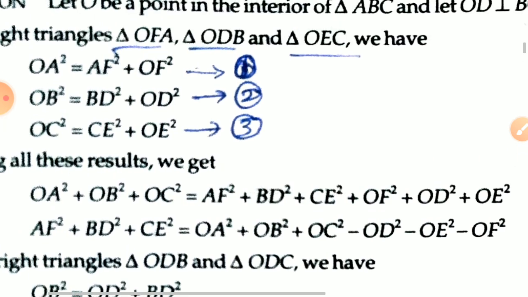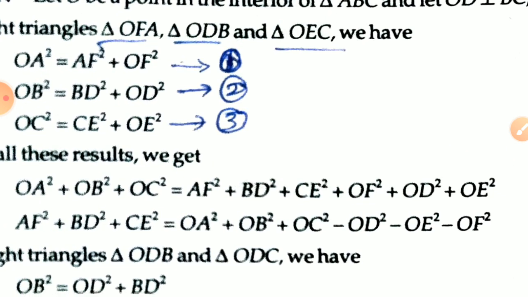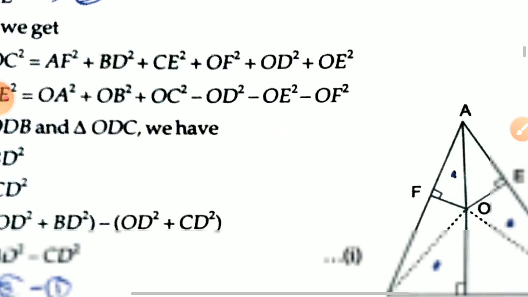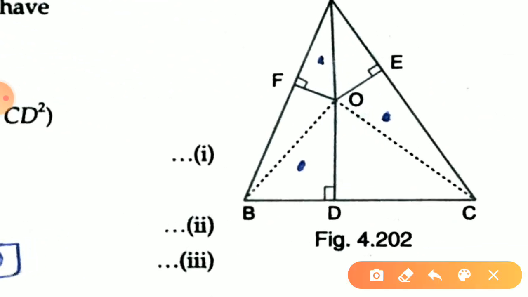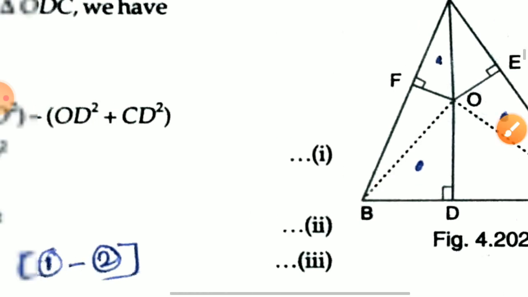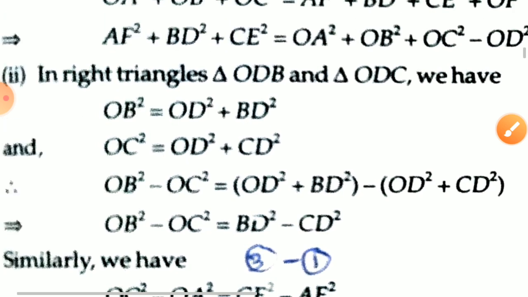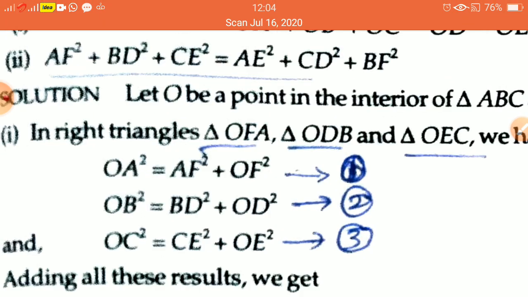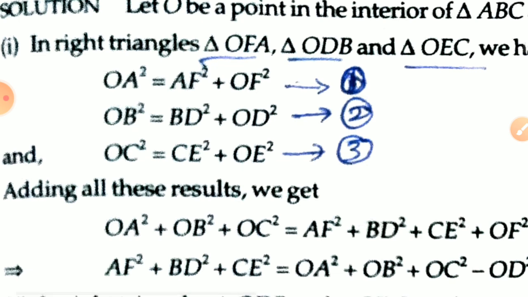Now we have to consider another right angle triangle, that is triangle ODB. Here triangle ODB is drawn, and here the right angle is there. So OB is the hypotenuse, so OB square is equal to OD square plus BD square. We will get OB square is equal to OD square plus BD square, that is equation number 2.